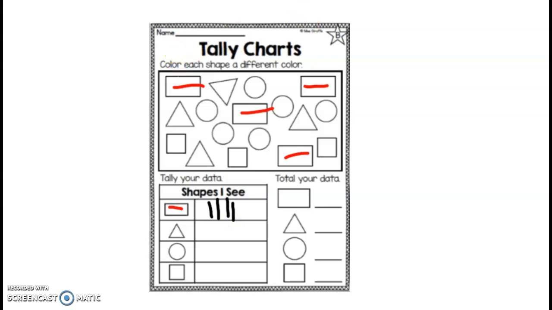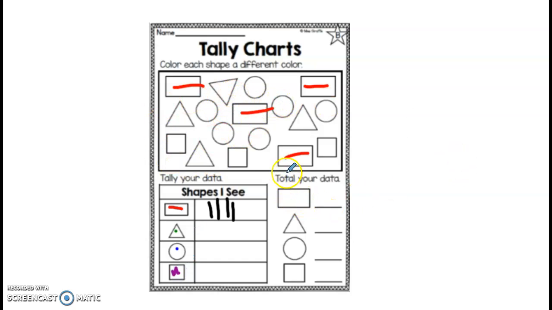Then I'm going to do this same thing. Maybe for the triangle, I'm going to choose green. Maybe for the circle, I'm going to choose blue and color all of the circles blue. And then last, for the square, possibly I'll choose purple. And I'll color all of the squares purple.